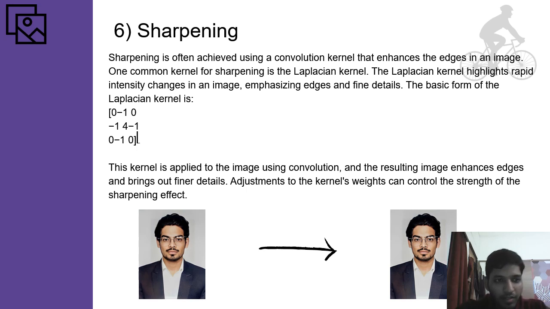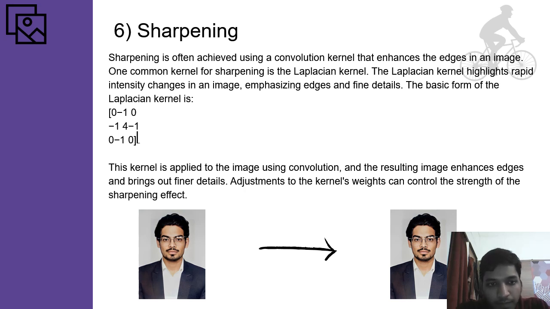Namaskaram everyone. I am here to talk about sharpening, a digital image processing technique that enhances the perception of edges and fine details in an image. It is often achieved through convolution, a mathematical operation that involves applying a filter or kernel to each pixel in the image. The Laplacian kernel is a specific convolution kernel commonly used for sharpening, and the basic form of a Laplacian kernel is 0, -1, 0, -1, 4, -1, 0, -1, 0.